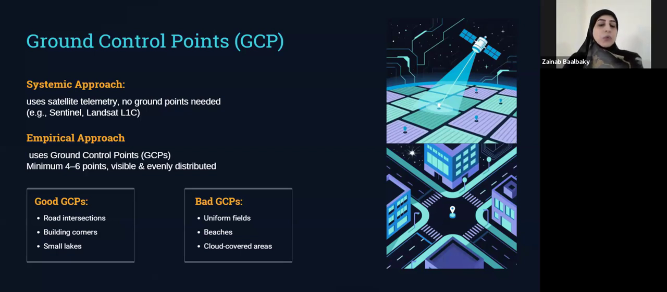We must ensure good control points. We can choose road intersections or building corners, and the poor ones include white fields and maybe a dynamic shoreline or clouds.